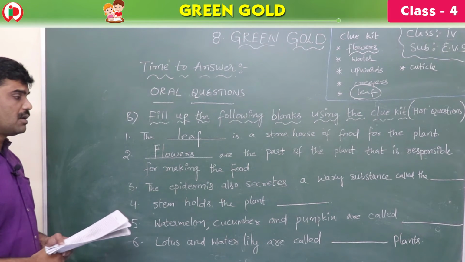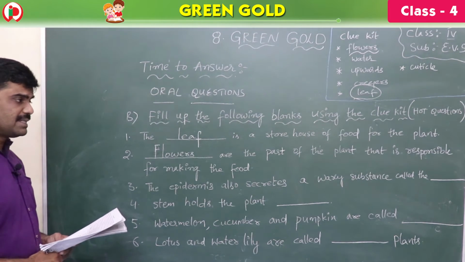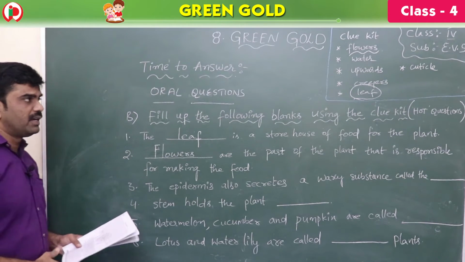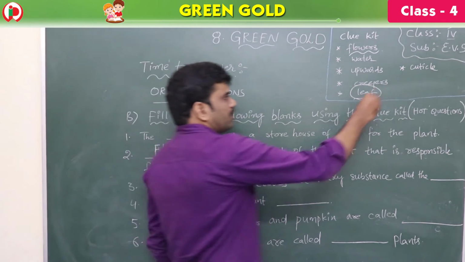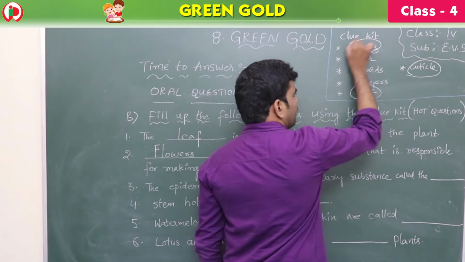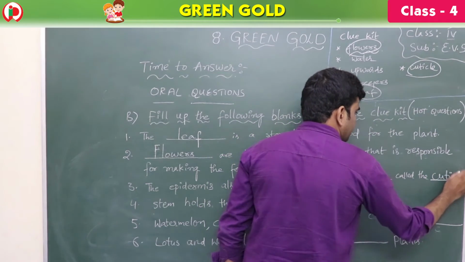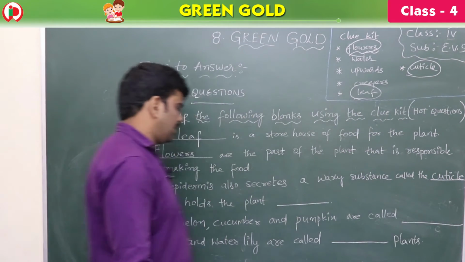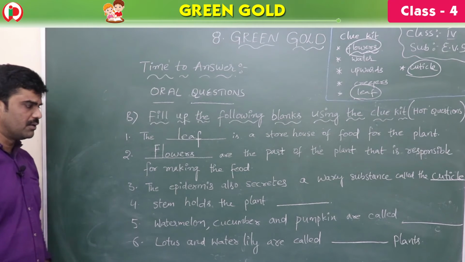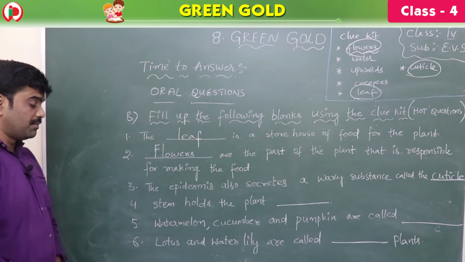Next one, third one. The epidermis also secretes a waxy substance called cuticle. What is the answer? Cuticle. So the second one is flowers, the third one is cuticle. Cuticle is the waxy substance that is released by the epidermis.